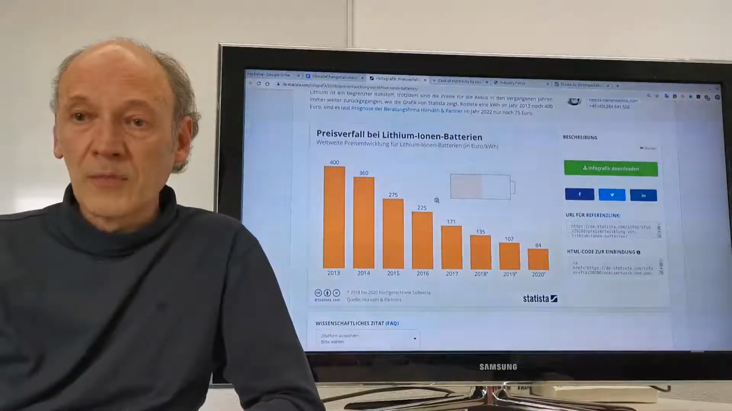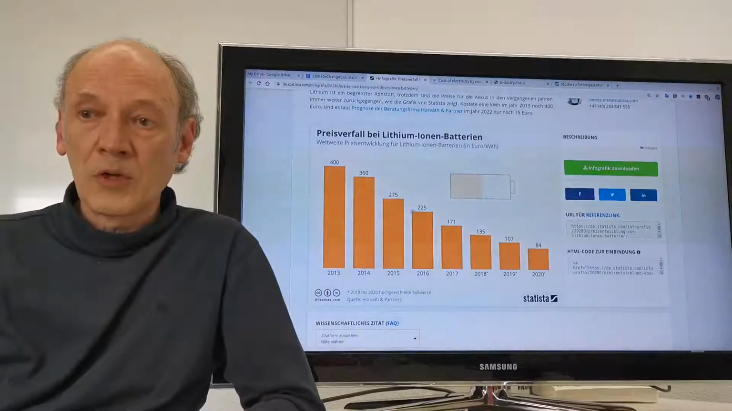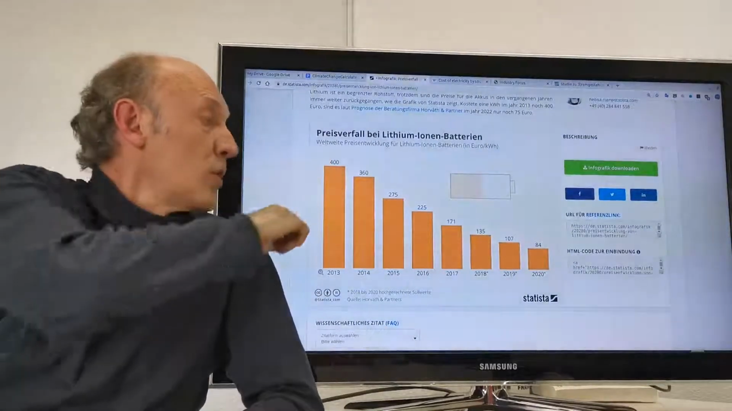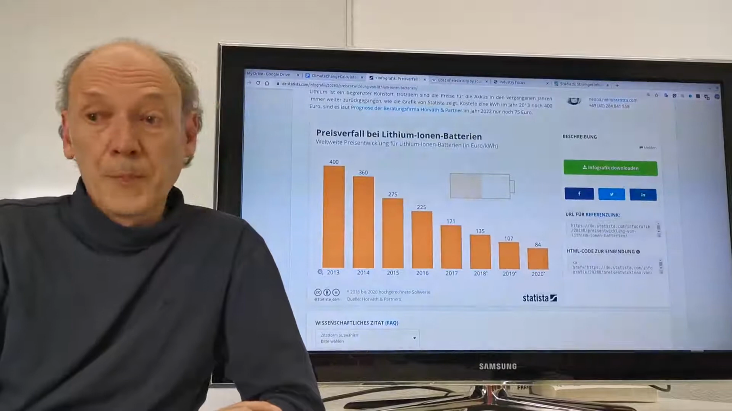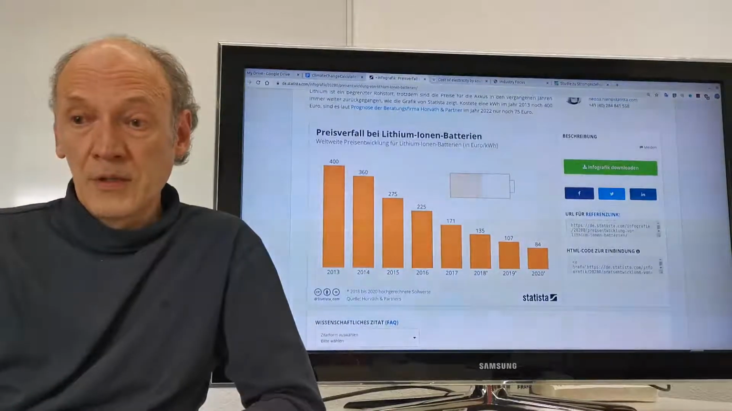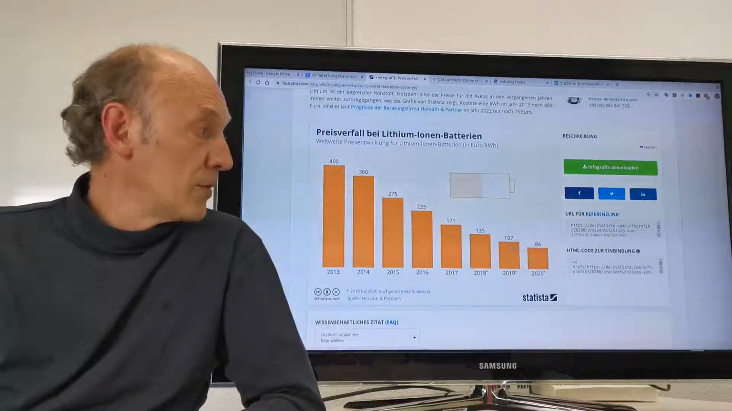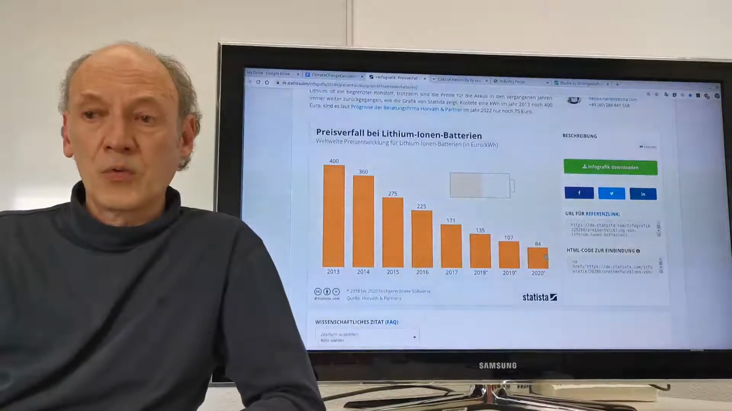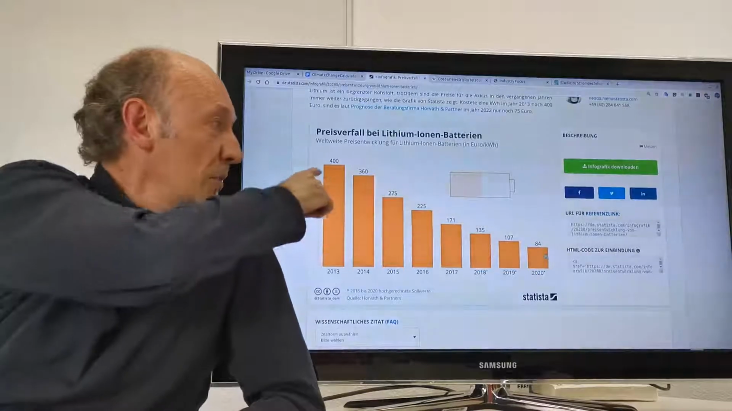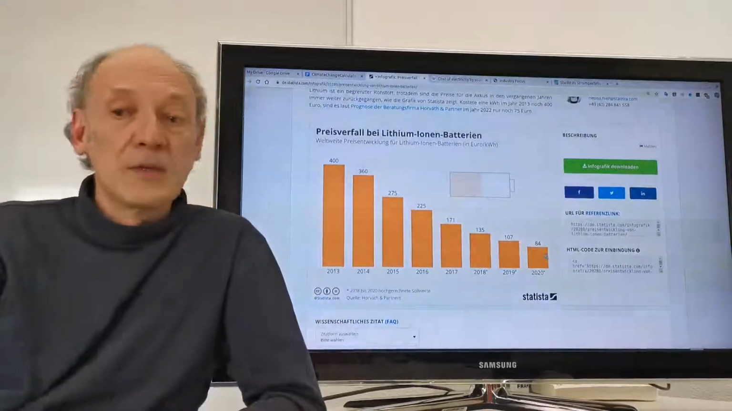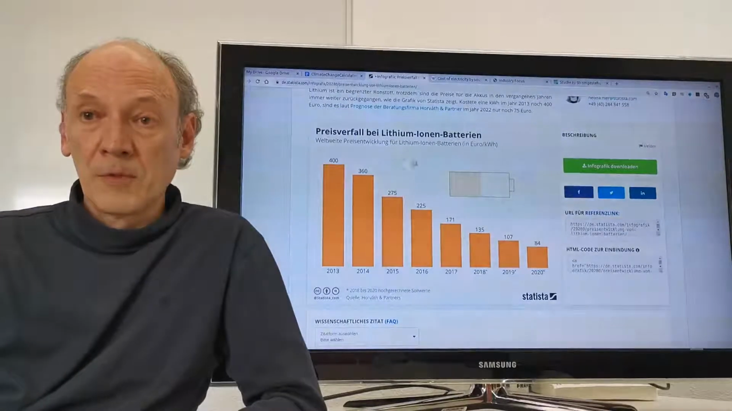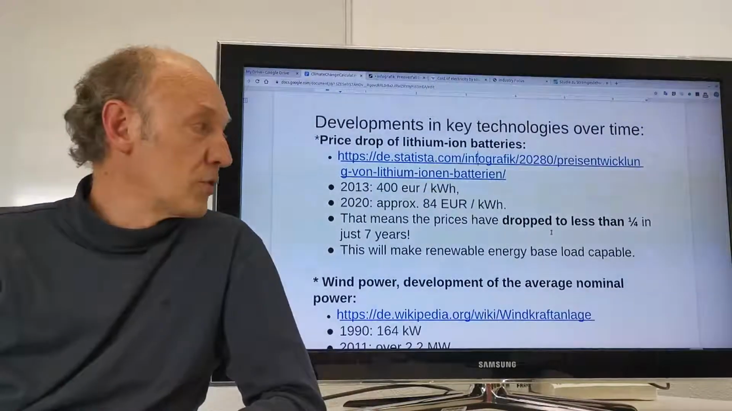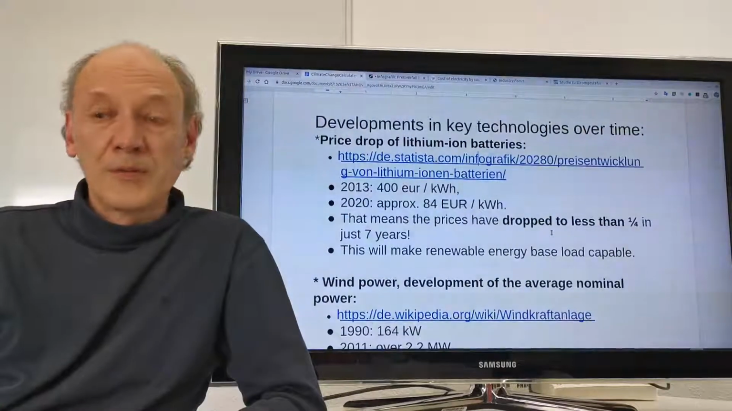Here you can see the price of lithium-ion batteries per kilowatt hour over time. On the left, in 2013, we have a price of 400 euros per kilowatt hour, and in 2019 it's already just above 100, and it's predicted that this year it will become below 100 euros per kilowatt hour. So it's a factor of more than 4 of price decrease within the last 7 years. That's substantial. The price has dropped to less than 1/4 in just 7 years.